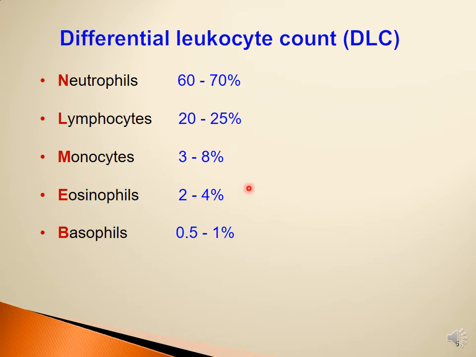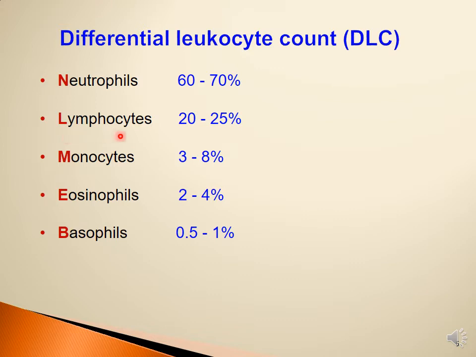What is a differential leukocyte count? A differential leukocyte count is when we count 100 leukocytes in a blood film and determine the percentage or proportion of each type of leukocyte. As you can see here, we have the neutrophils. These are the most abundant. 60 to 70% of all leukocytes present in the blood are neutrophils.